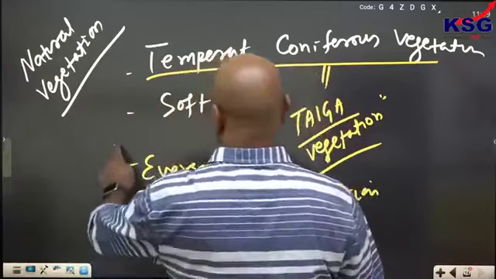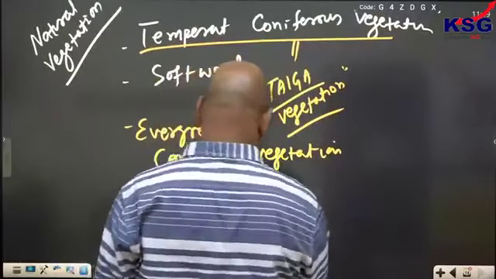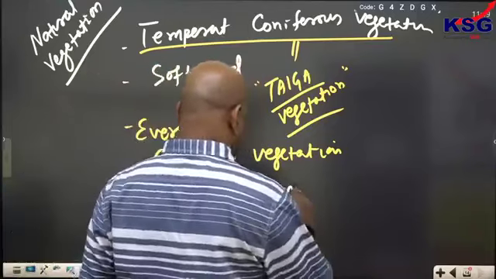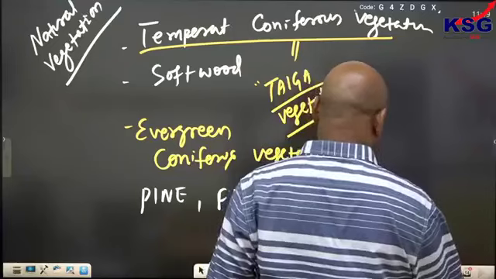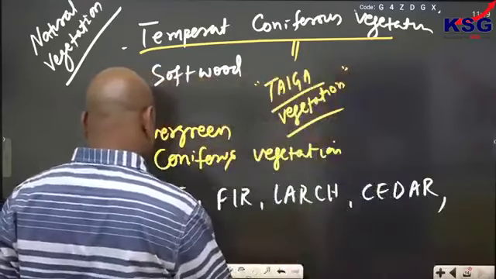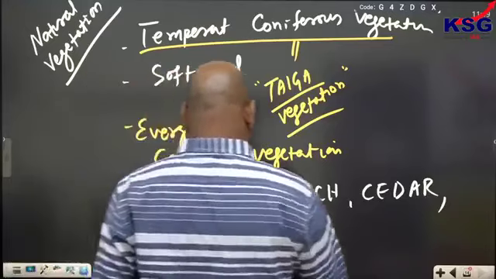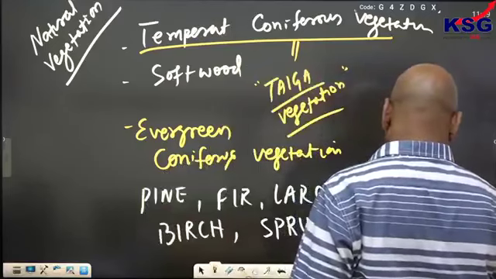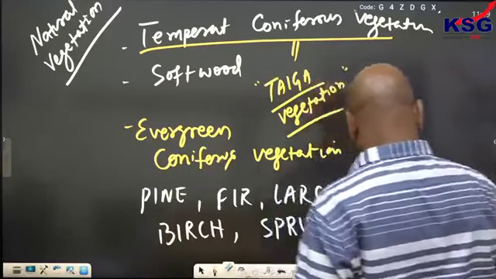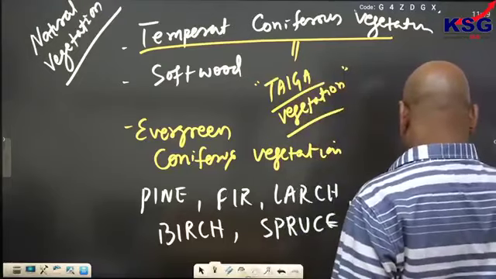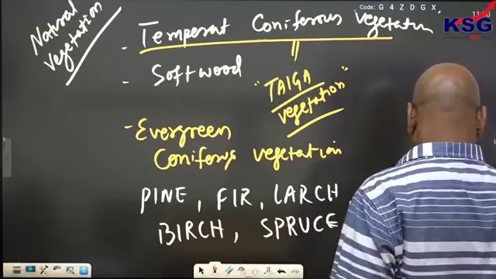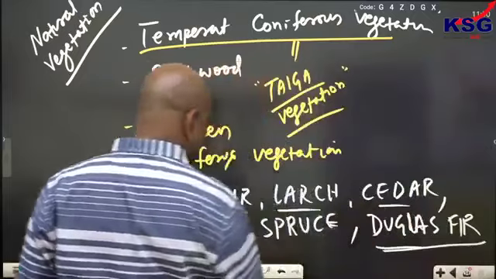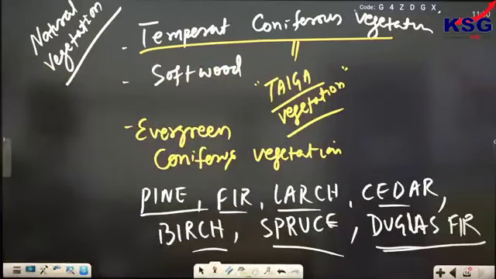If you look at the tree species here, most of these trees are pine, fir, larch, cedar, birch, spruce, Douglas fir, etc. All these are there in this particular region.